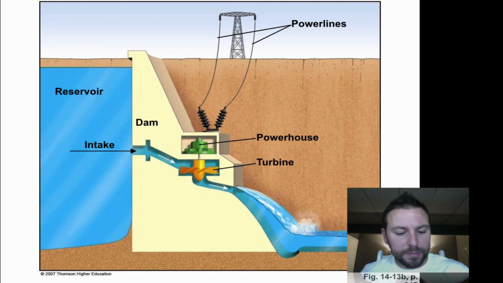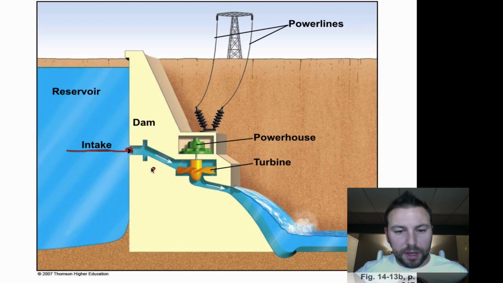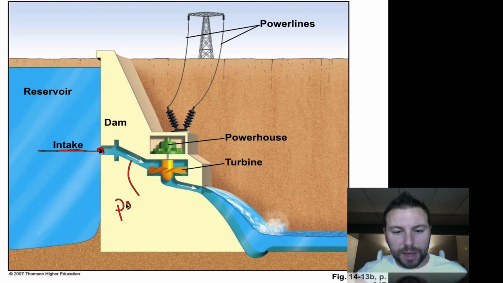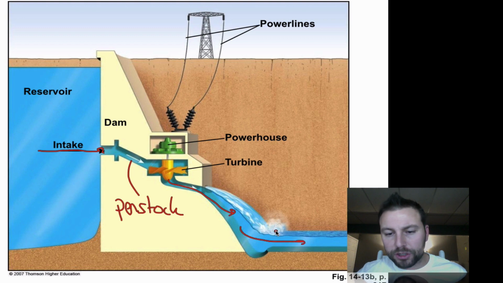So a typical dam itself has a number of different components. We have the reservoir that's behind the dam, the intake where water goes in. It'll travel down through the penstock, where it encounters a turbine. This turbine is then connected to a generator, and this generator will then produce electricity and go out. Water exits the dam and then continues downstream. That is the basic anatomy of a dam. There's not much really to it.